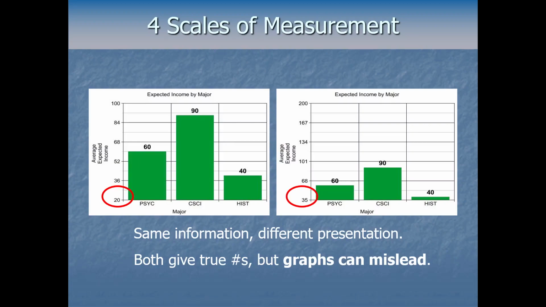In both cases, psych is 60,000, computer science is 90K, history is 40K. In both cases, then, computer science expects 50% more income on average. Again, these are just made up numbers. But in the one on the right, look at it visually. It looks like computer science makes many times more than history, when in reality, it's barely more than double. If one of these graphs showed up on your favorite cable news channel, or on the cable news channel that you hate the most, you might be drawn to a particular conclusion just based on the graph's y-axis that they chose to use for the exact same data.